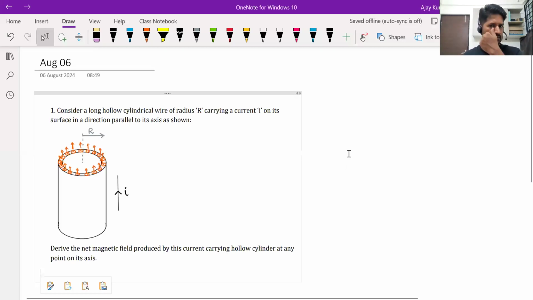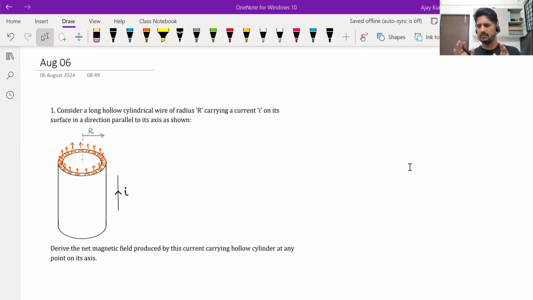Okay. So yeah, this was the first question that was given in the worksheet. A long hollow cylindrical wire of radius r carries a current I. The current I is distributed uniformly on its surface and it is flowing along the length of the wire in a direction parallel to its axis. Derive the net magnetic field produced by this current at any point on its axis. Now it's an infinitely long hollow cylinder of which a part has been shown to you.